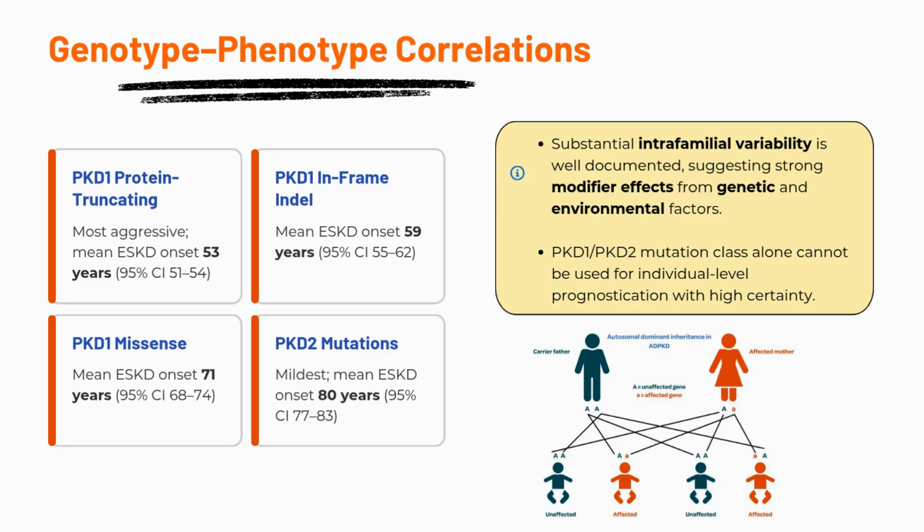But here is the most important message. There is significant variability even within the same family. So two patients with the same mutation may have very different disease courses. This means that mutation type alone is not enough for precise individual prognosis. You always need to integrate other factors, including imaging, total kidney volume, and clinical progression.